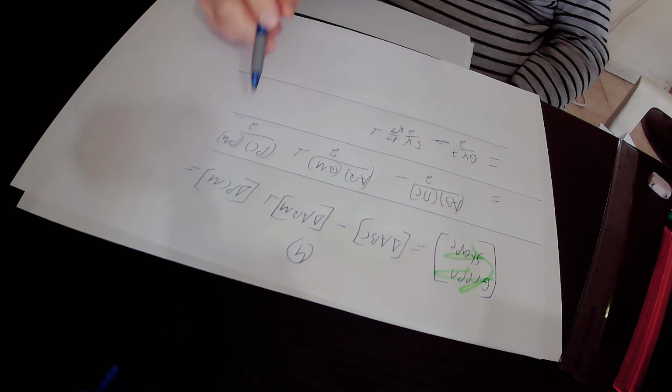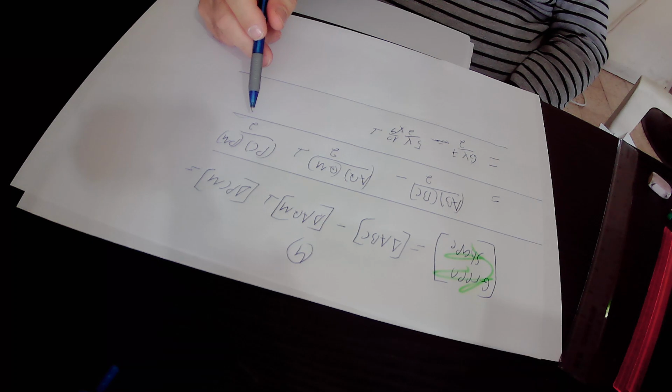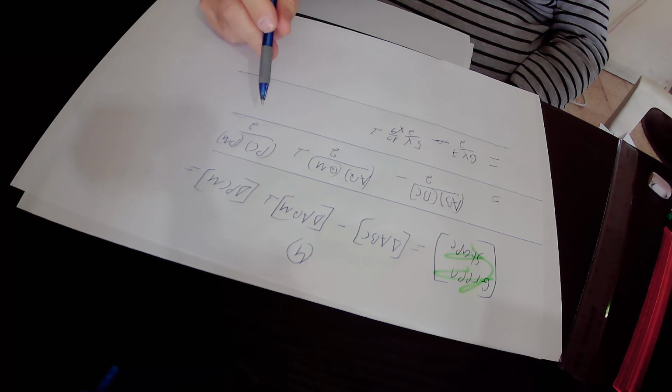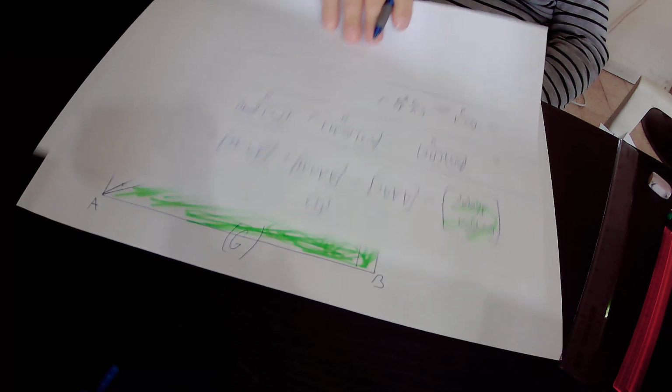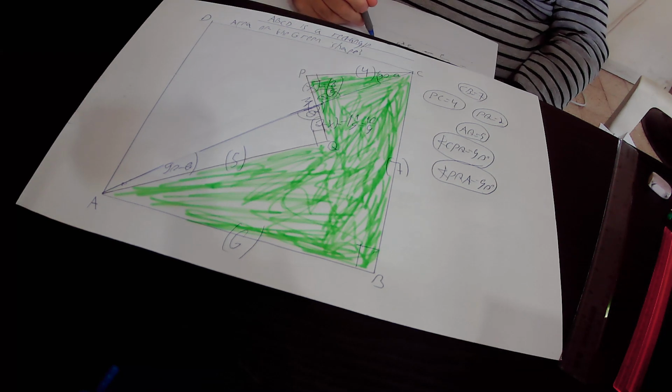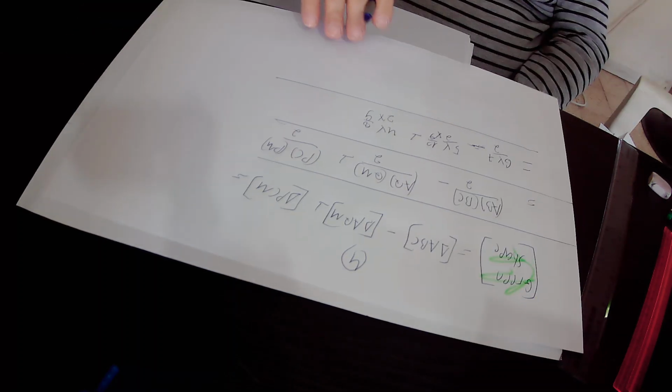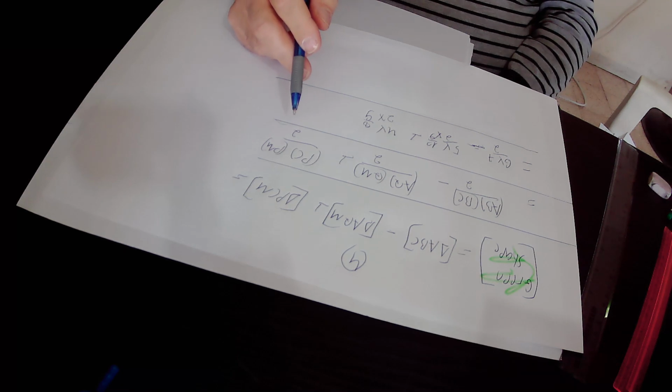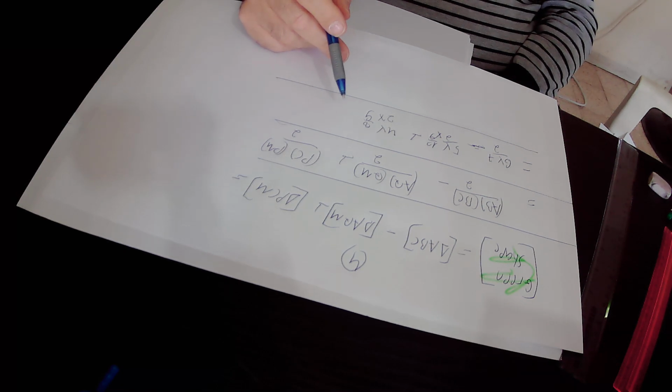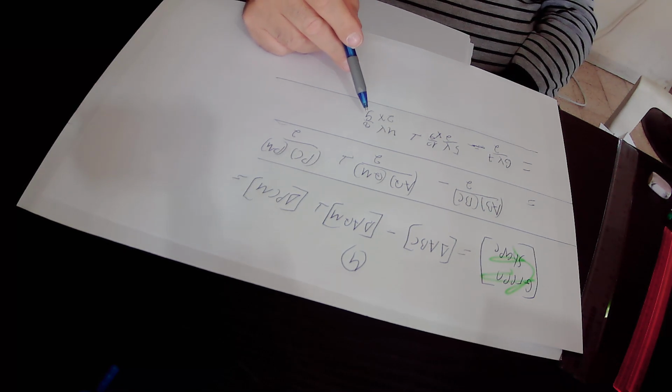plus the area of the small green right triangle PCM, which equals PC. PC is 4, times PM. PM is 8 over 9, divided by 2. So in total, the area of the small green right triangle PCM equals 4 times 8 over 2.